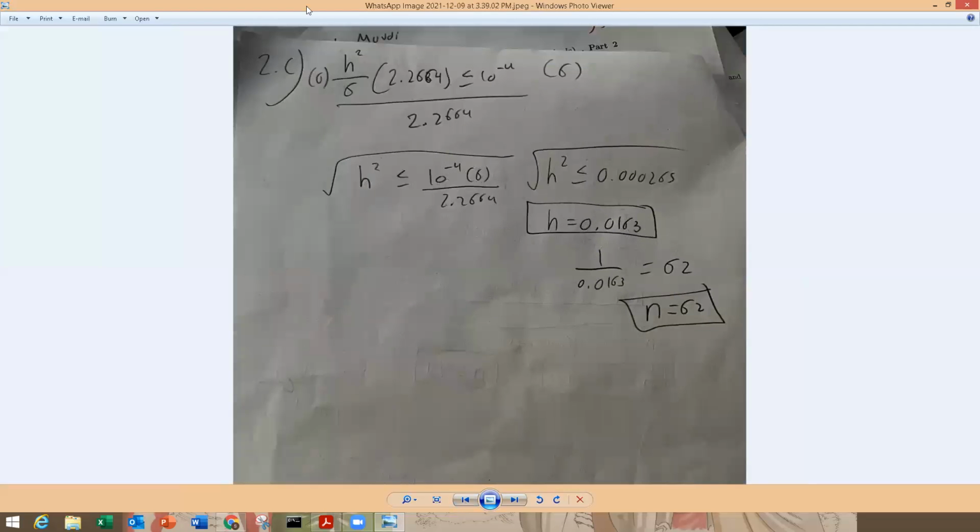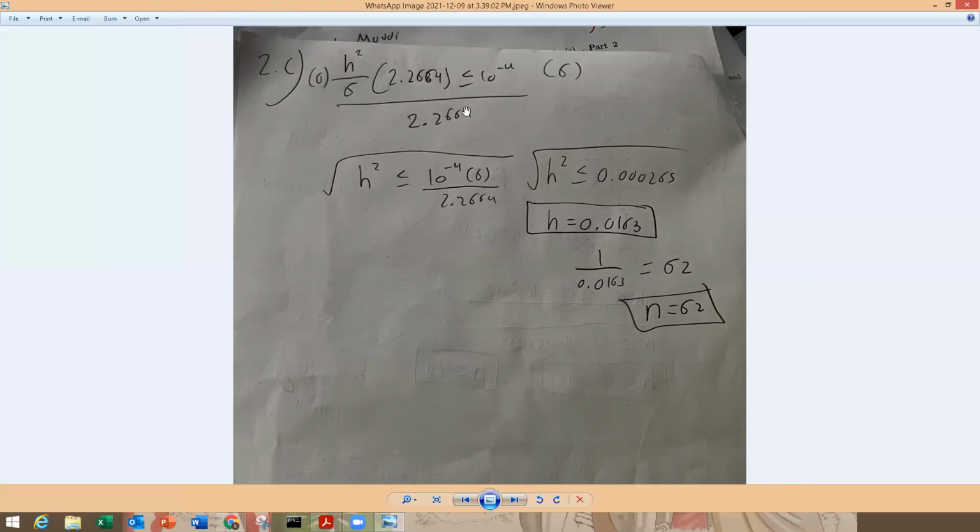Yeah. And then the midpoint rule. This one, right? Yeah, that should be it. So for midpoint, it's easier. It's h squared over 6. This is what I got for the derivative. Remember, it's just f double prime, the same thing as the trapezoid. So I multiply both sides by 6 and solve for f double prime.